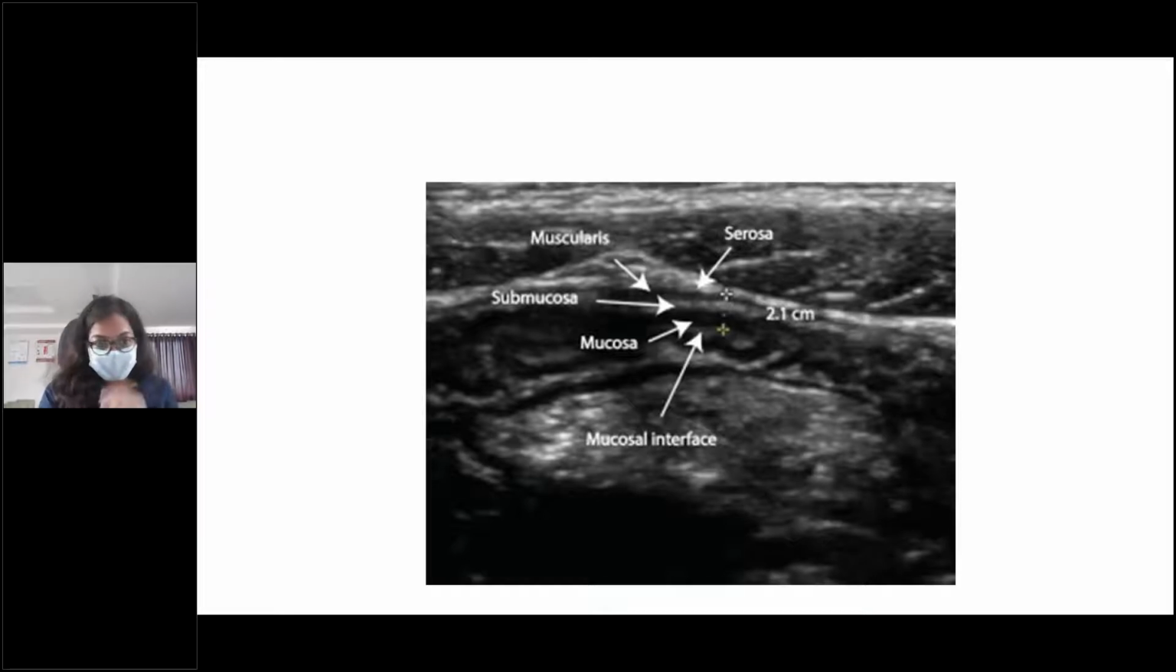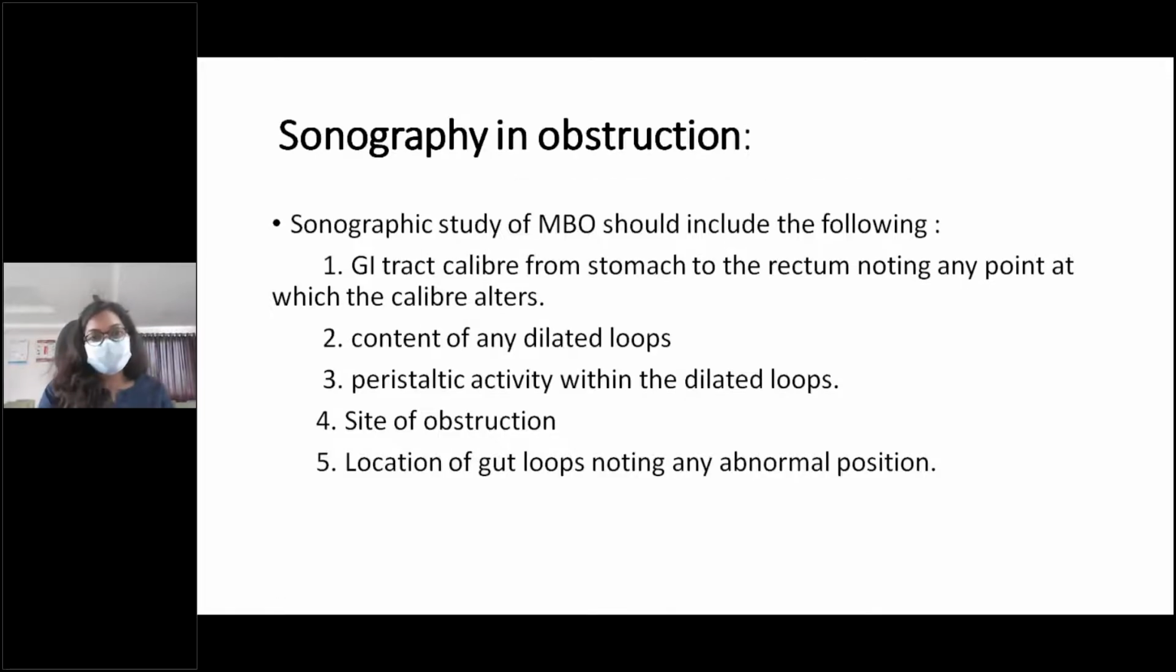As you can see, this is what I have said before, and the thickness is 2.1 centimeter here. Sonography in obstruction, that is normal. And now we are coming to features that are seen in case of bowel obstruction in ultrasound.